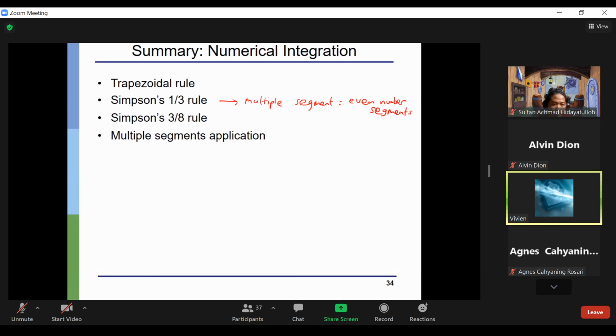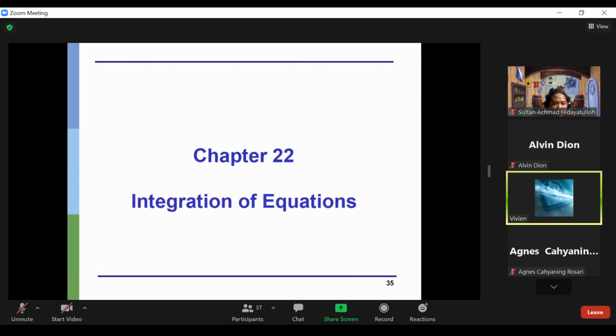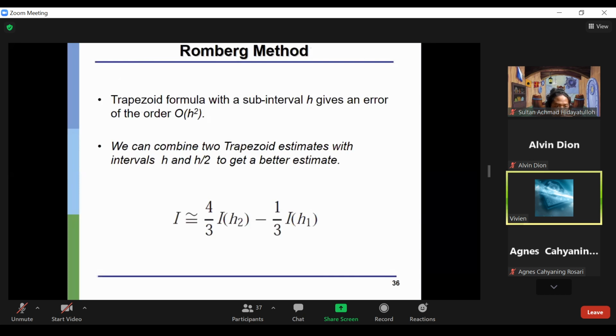Okay, so this is about the 3 methods that we discussed. Now we will go on to chapter 22, which is about the integration of equations still, but we will talk about one method here, which is a further improvement for the trapezoidal rule.